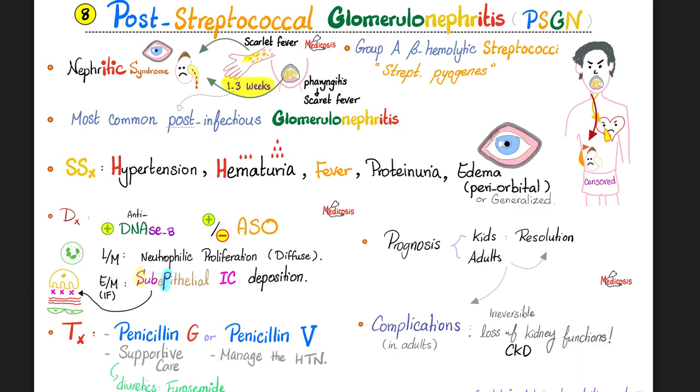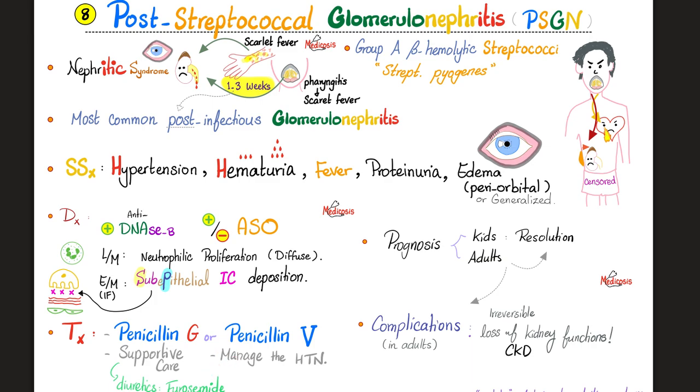Light microscopy, neutrophils, and it's diffuse all over my glomeruli. Electron microscopy, subepithelial humps, lumpy bumpy. How do I treat? Supportive care. If the hypertension is bad, give furosemide. If it's really bad, give one of those drugs that treat hypertensive urgency or emergency.